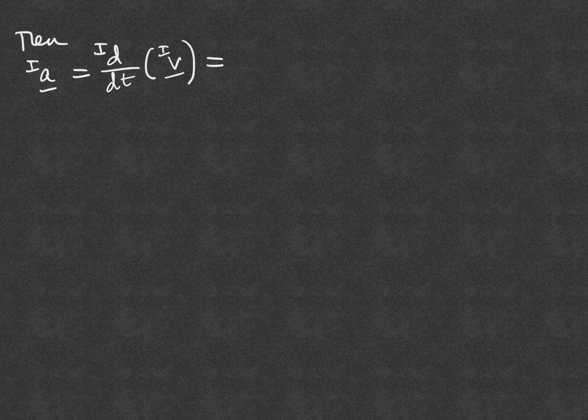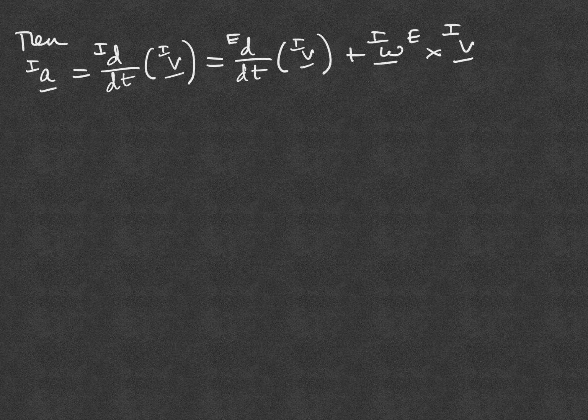So then the inertial acceleration is equal to the rate of change in the inertial frame of the inertial velocity. But again, the inertial velocity is now expressed in Earth-centered, Earth-fixed coordinates. So this is equal to the rate of change as viewed by an observer fixed to the Earth of the inertial velocity, and then plus omega EI crossed with VI. Now let's take each of these terms in succession.